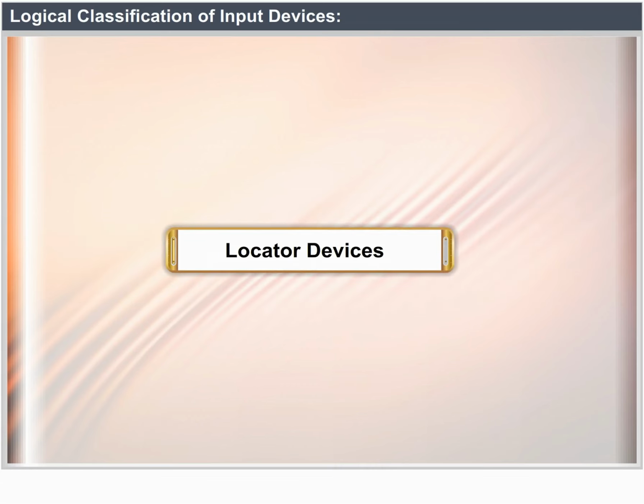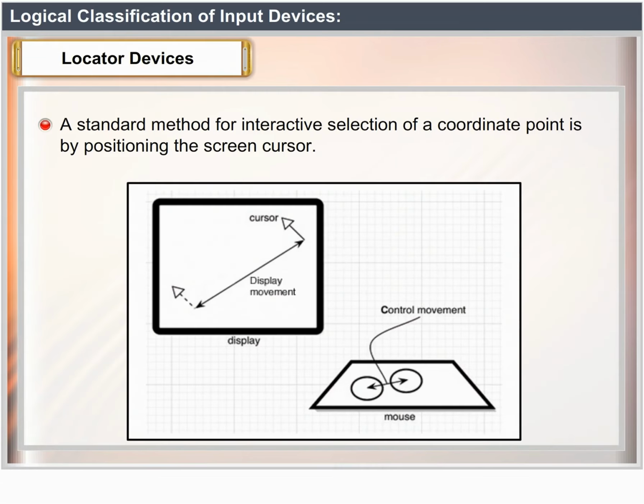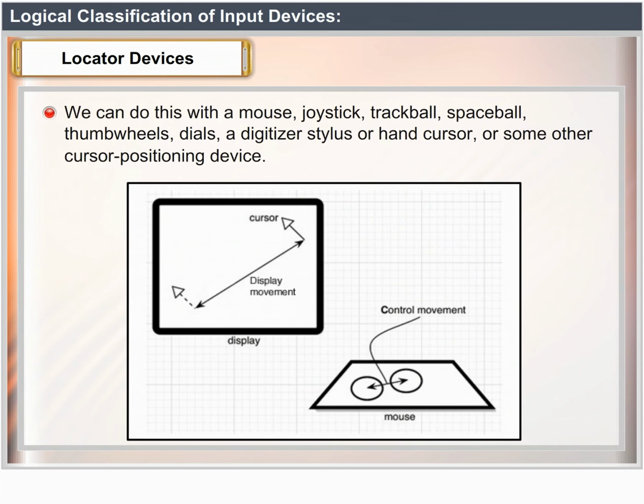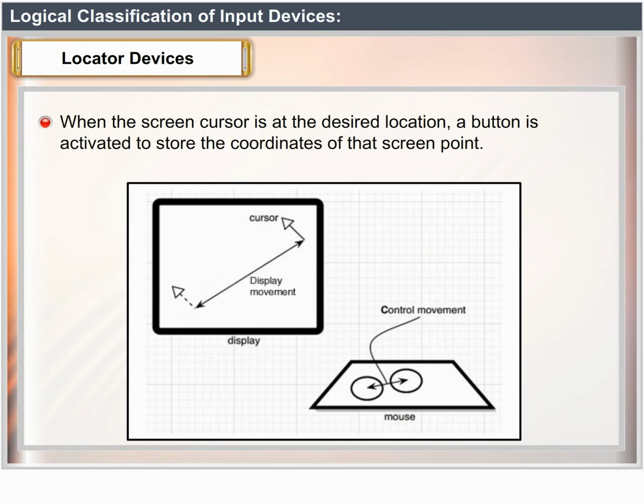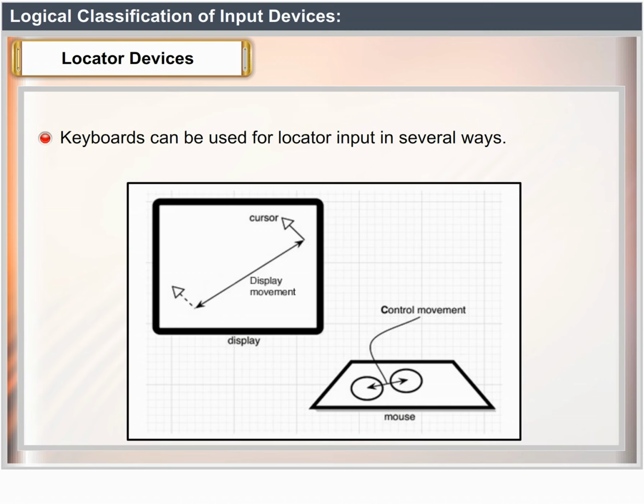Locator devices. A standard method for interactive selection of a coordinate point is by positioning the screen cursor. We can do this with a mouse, joystick, trackball, spaceball, thumb wheels, dials, a digitizer stylus, or a hand cursor, or some other cursor positioning device. When the screen cursor is at the desired location, a button is activated to store the coordinates of that screen point. Keyboards can be used for locator input in several ways.